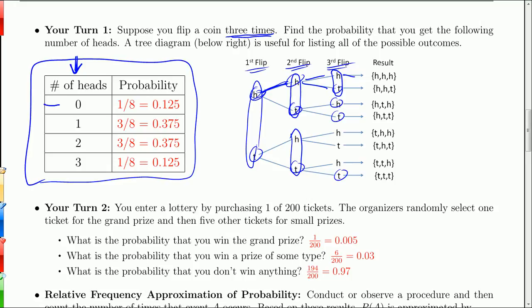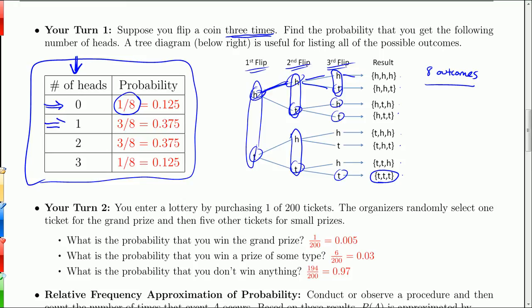What's the probability of 0 heads? Well, that only happens here. That's the only outcome where I have 0 heads. And there's a total of 1, 2, 3, 4, 5, 6, 7, 8 outcomes. So there's 8 outcomes. So the probability of getting 0 heads is 1 over 8.